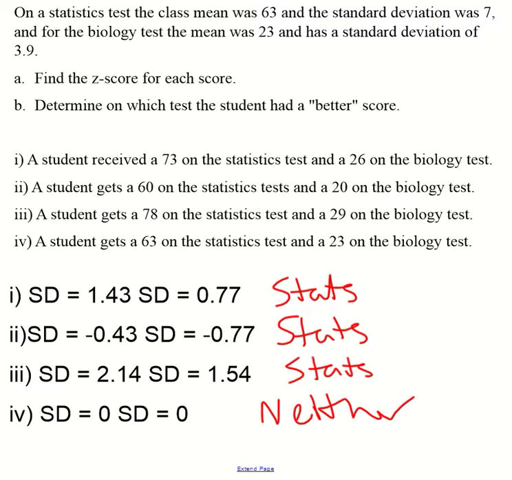All right, here you can look at my work. Student 1 had a z-score of 1.43 for stats and 0.77 for biology. I said that they had a better score in stats. Student 2 got a negative 0.43 for stats and a negative 0.77 for biology. They did better in stats. Student 3 had a 2.14 in stats and a 1.54 in biology. They did better in stats. And student 4 got the mean in each class, so their z-scores for both were 0, and in both classes they did average.